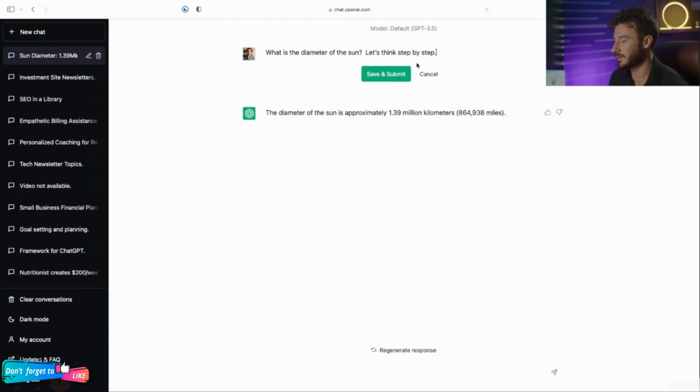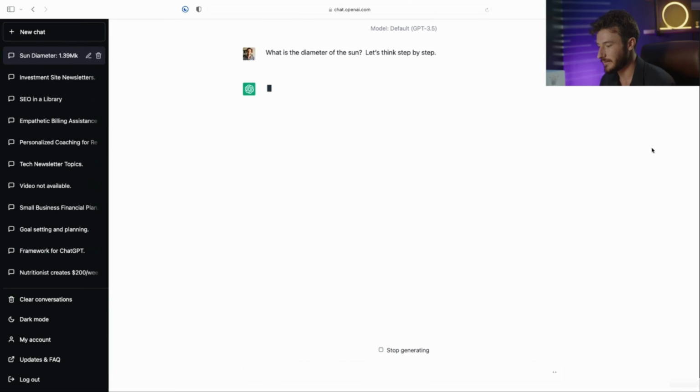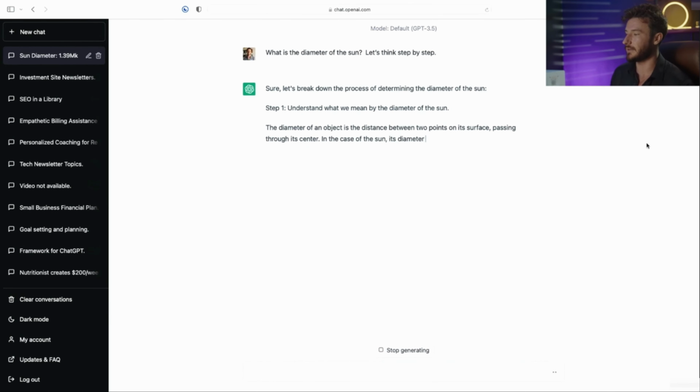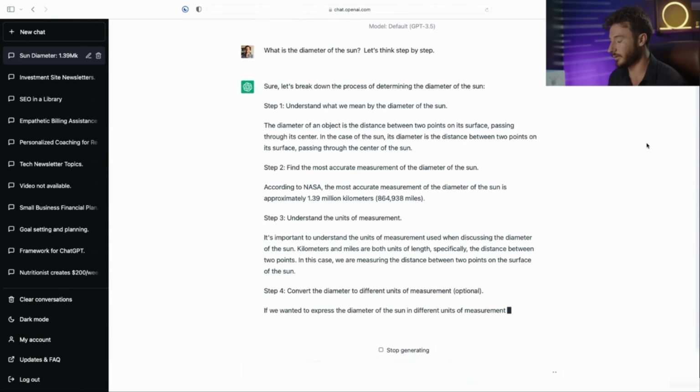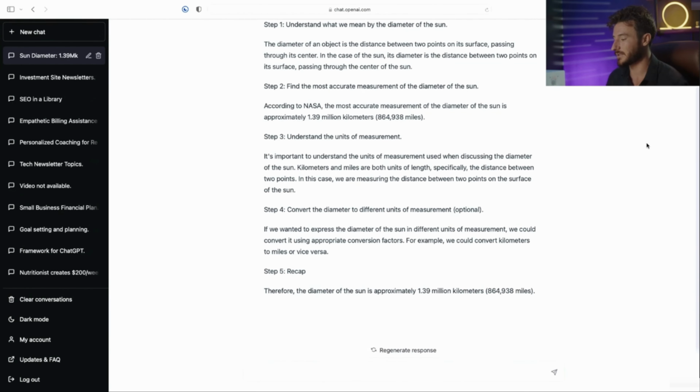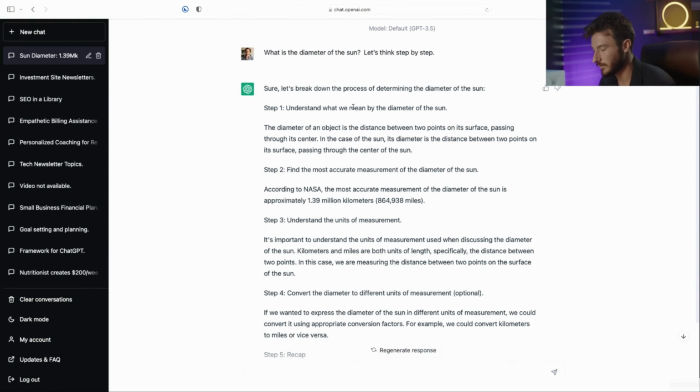Now, if we were to do the same exact prompt, but I do our chain of thought framework, which is very simple for this case, let's think step by step. Let's go ahead and submit this. And we're going to actually see the thought process that ChatGPT or a person would go through to actually get the answer to this question. So here we go. Let's break down the process of determining the diameter of the sun.